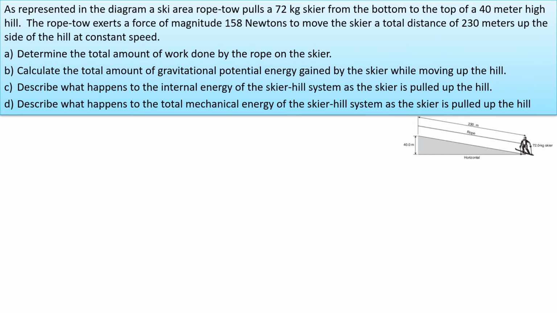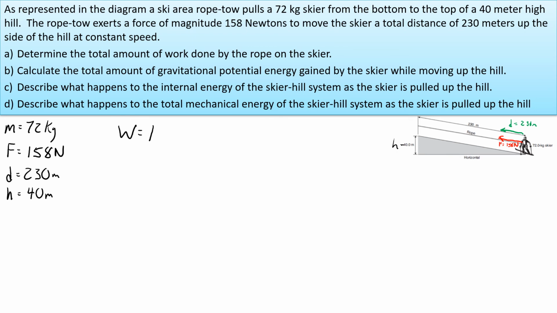Okay, so I'm going to write in that thing again, and let's write our given information. And watch this. The distance that you go up the hill is 230 meters, but the height that you gain along that trip is 40 meters. So I'm labeling them differently, distance and height. This is your height. So the work done W is equal to the force times the distance. These two, the 230 and the 158. So the work done, 158 times 230.